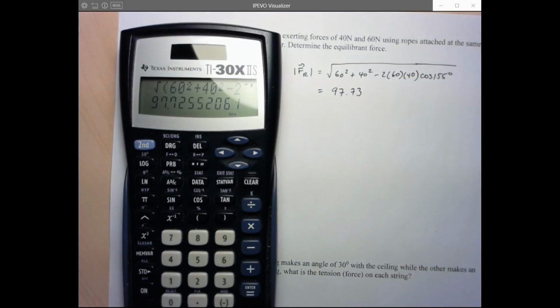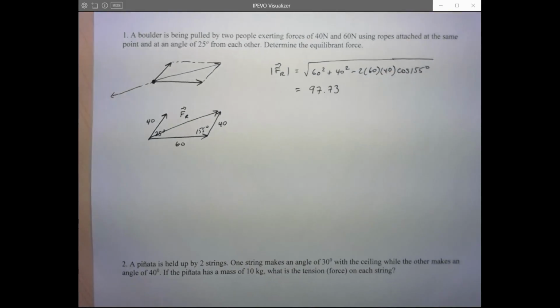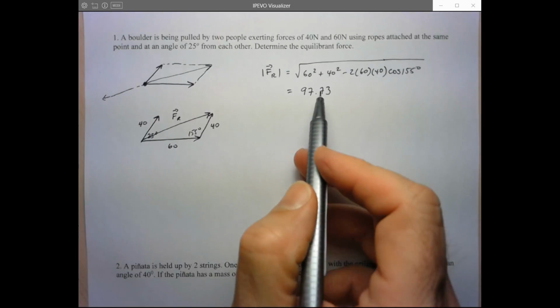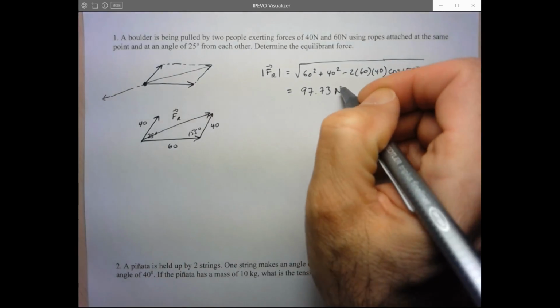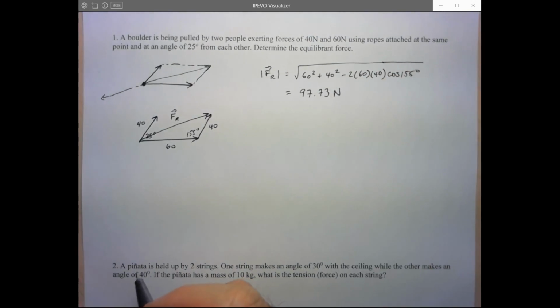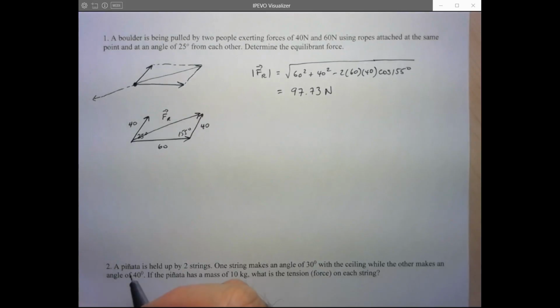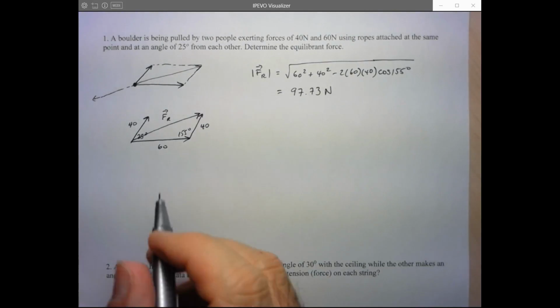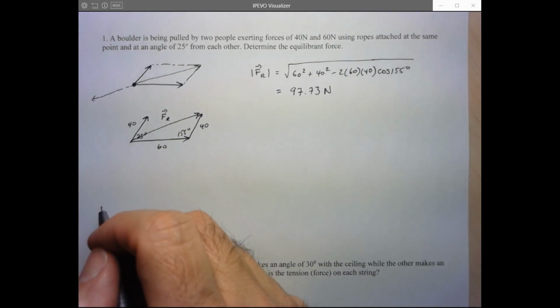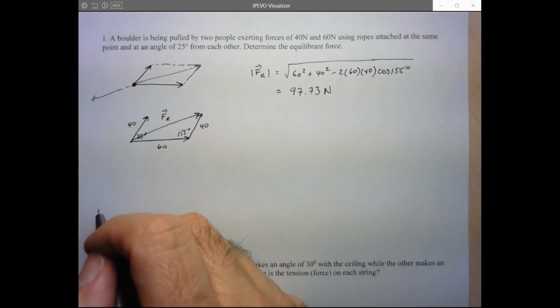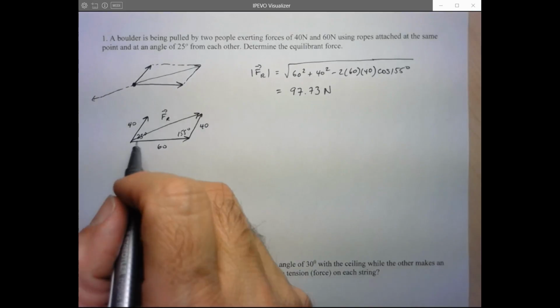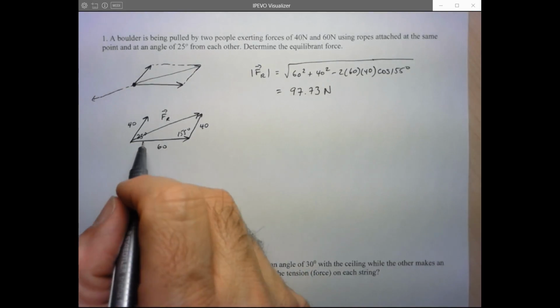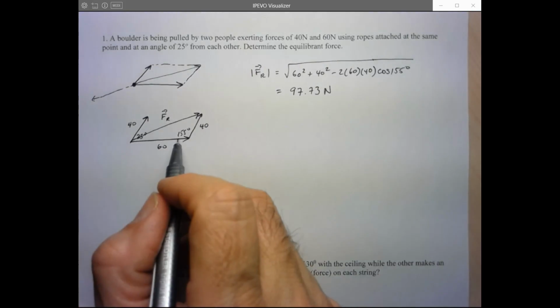All right. So now we know that the magnitude of our equilibrium force will be 97.73 newtons, all right, because we know that it's going to be equal in magnitude to the resultant force. But what we have left to do is find the direction, all right? So in order to describe the direction, what I'm going to do is I'm going to describe it relative to this 60 Newton force.